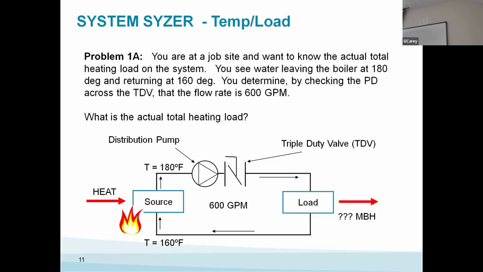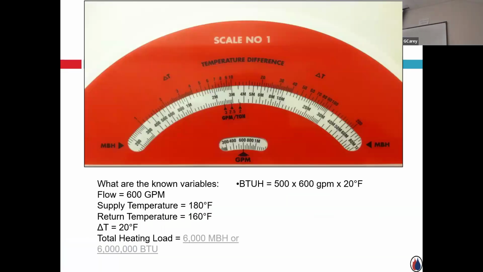So then you say, okay, what's the actual load? What's happening at this moment? Well, what do we know? We know the flow, looking at the triple duty valve gauges, and we know the delta T. So really, you can kind of work backwards. It's kind of intuitive. You all probably know the answer, but you say, I know the flow rate's 600, and I'm seeing a 20-degree temperature drop between the 180 on the supply and the 160 coming back. What's my load? If you look at it, it's 6 million BTUs or 6,000 MBH. Just a quick glance: 600 gallons a minute, 20-degree drop, it's a 6 million BTU load.